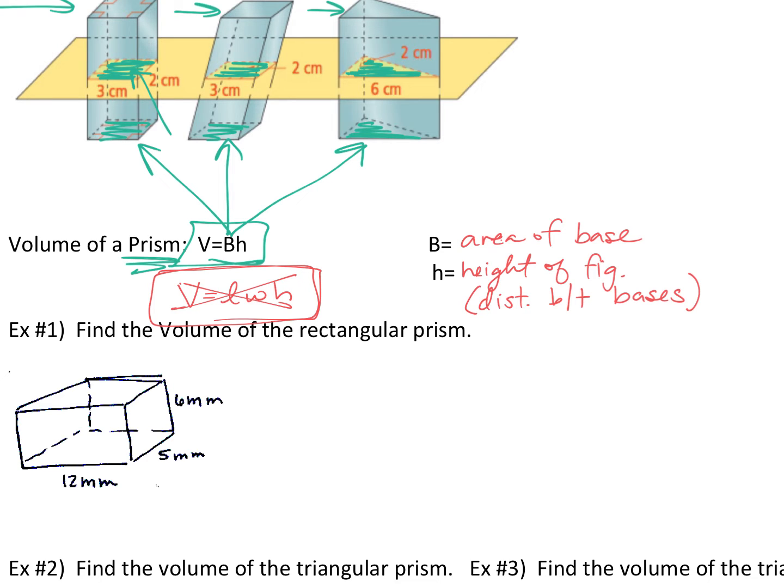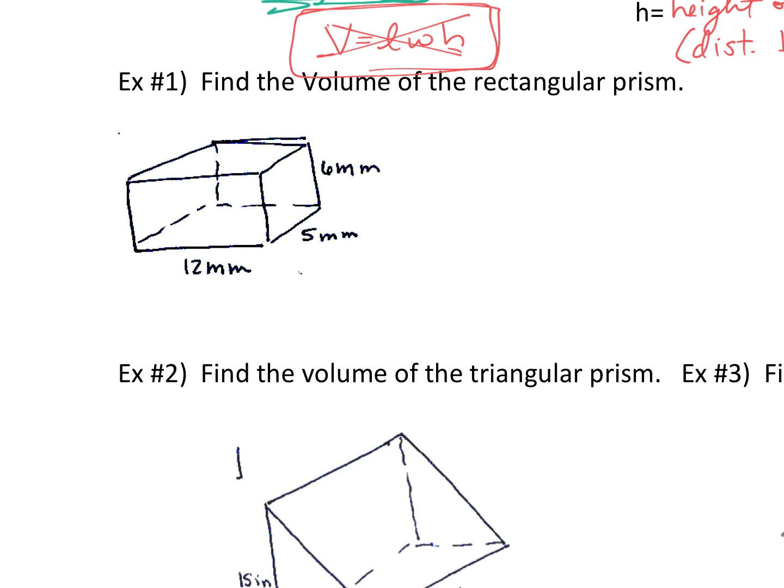That's why we say B times H, because it's the area of the base times the height. Okay, so take a look at this. I did a lot of drawings on these. Forgive my imperfections. If I want the volume of this rectangular prism, volume is capital B times H. B represents what? The area of the base.